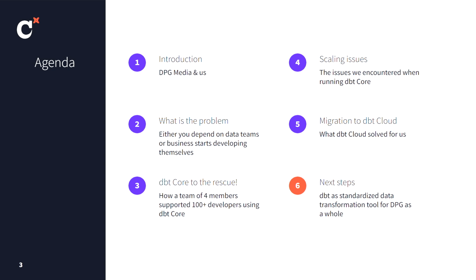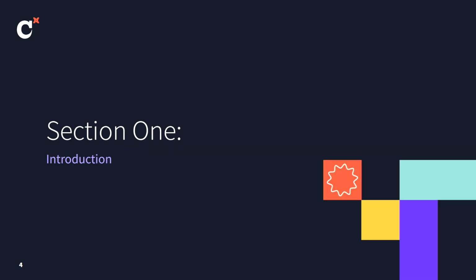We'll talk about what DPG Media is, what we do, what the platform team is, and what the problem was around 6 years ago when the need for data exploded at DPG Media. We'll cover how we used DBT Core to solve most of the issues, what challenges we faced at the time, how we use DBT Cloud to solve most of them, and what next steps we're going to take to still improve our setup. So I'll let Matthias introduce what DPG is and what we do.